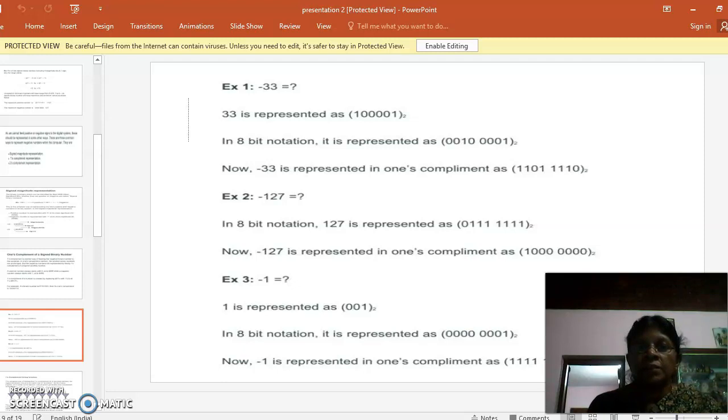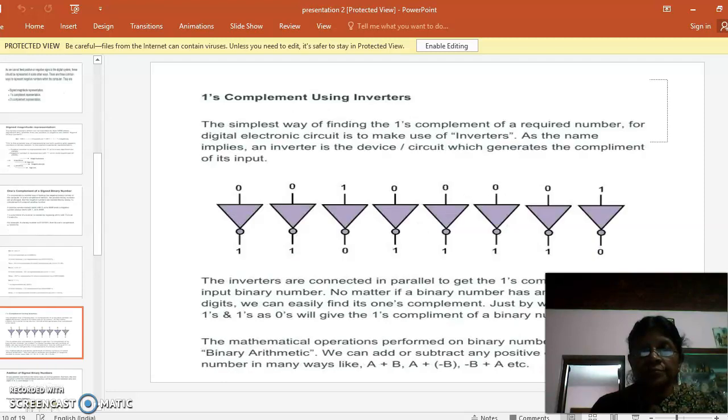Like that, this decimal number is converted into ones complement representation: first the decimal number is converted into binary form. In an 8-bit notation, it is represented like this, and then it is represented in ones complement. That is, the zeros are converted into 1's and the ones are converted into zeros. Like that, some more examples are given. And also the ones complement using inverters.